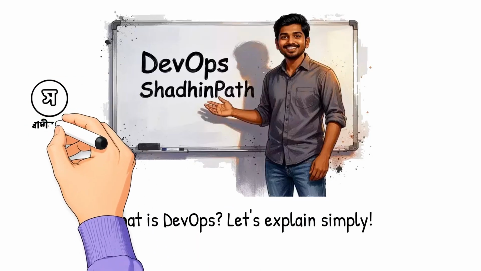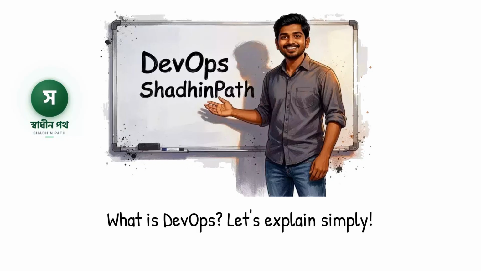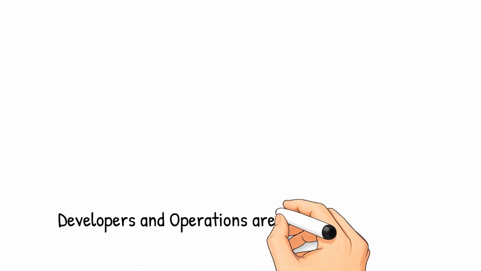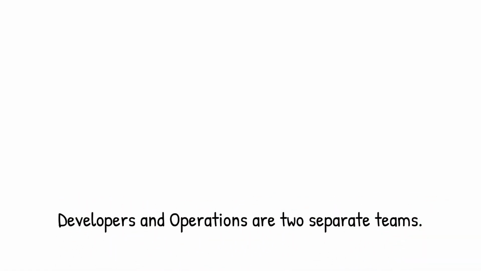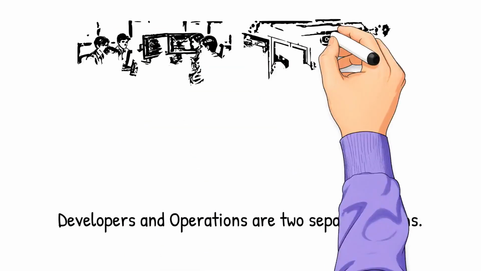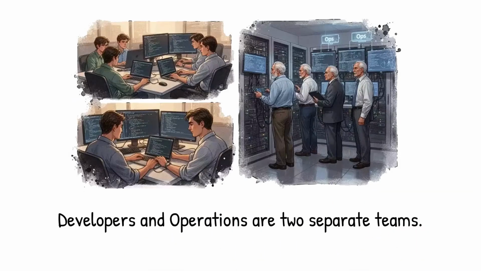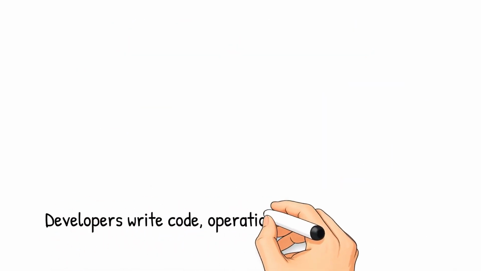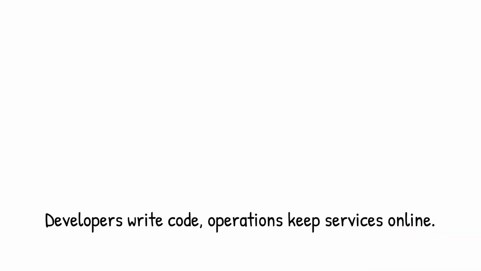Let's go. To understand DevOps, first we need to understand the problem it was created to solve. Building software usually involves two very different groups of people. The first group is the developers, the dev. Developers write the code. They build new features, fix bugs, and constantly make changes. The second group is operations, the ops. Operations teams run the app on real servers, keep it online, monitor performance, and handle outages.